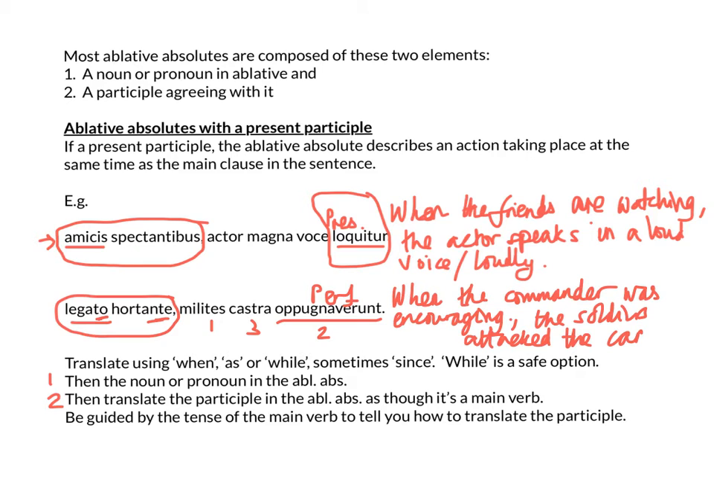Now, there are alternative ways of translating this. You could translate these ablative absolutes with the word with and say, with the friends watching for the first one, or with the commander encouraging for the second. But we advise you not to do that. Examiners don't really like it. They prefer a when clause, or, as I say, as or while. And remember, for the present participle, while is always a safe option.